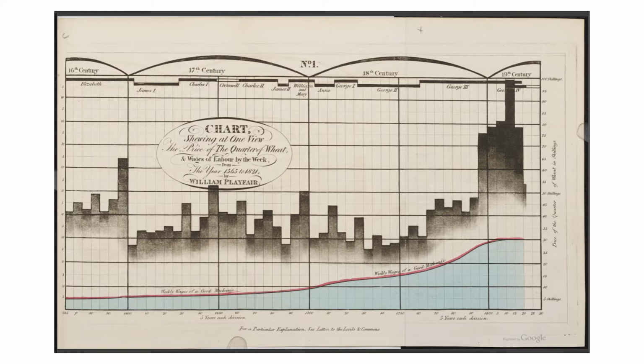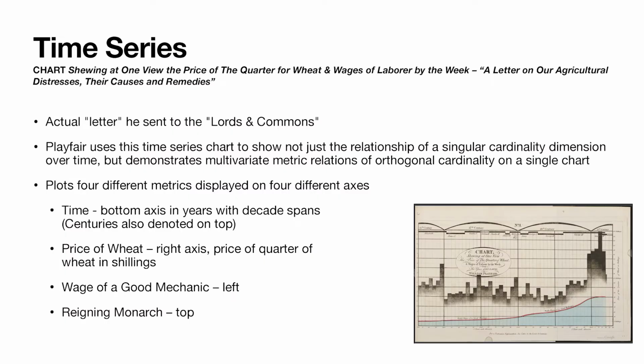And then he adds a couple of other things on the chart too. He adds the reign of the current monarch at the time. And that's on the very top, these bars that go across. The odd bar out there, the one that's white, is actually Cromwell. I guess he doesn't count because he wasn't a reigning monarch, but he's still listed up there. So what we saw here was the plots for time on the axis on the bottom, the centuries denoted on the top, the price of wheat with the right axis, and the wages of the good mechanic on the left, the reigning monarch on the top. We see 4 different metrics plotted on one graph.